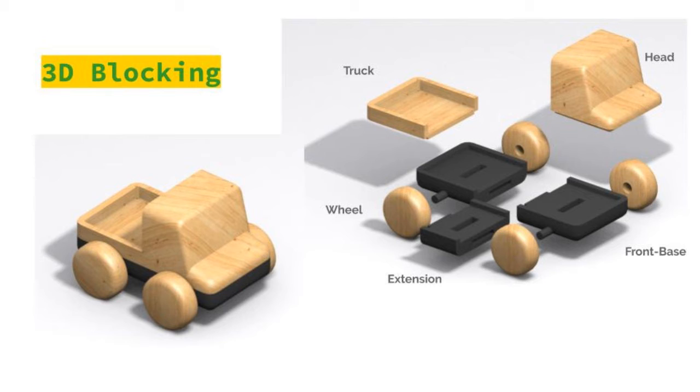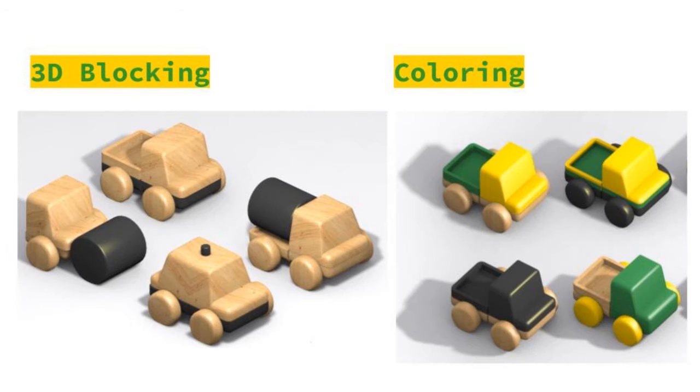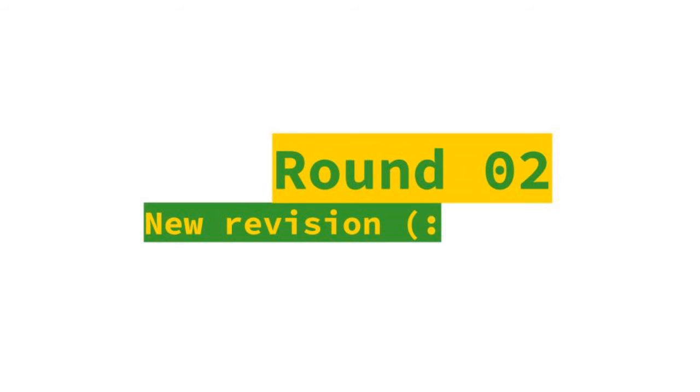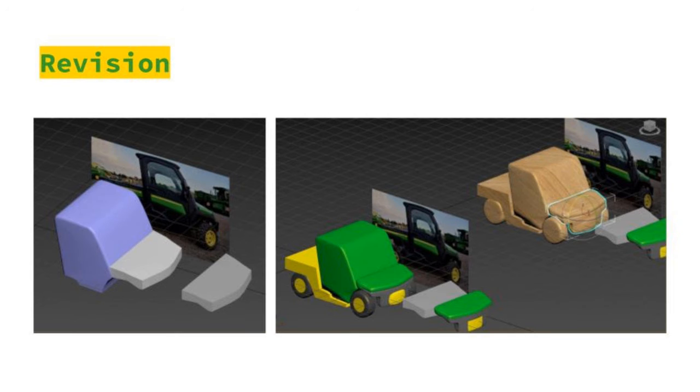Then I made the 3D blocking itself. Then I also made 3D blocking with different variations, with different colors. Then I received feedback: this doesn't look like a Gator, this doesn't have the John Deere identity, this is not that similar. Then I tried rethinking again, made a second round, and tried to adapt a new version for John Deere in another version.